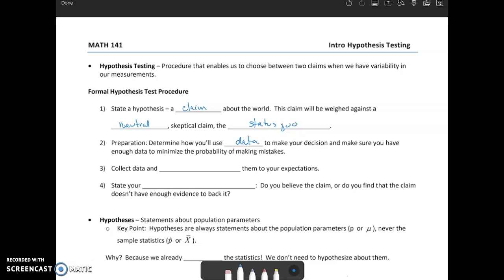Collect your data next and compare that to your expectations. So that's referring back up to that definition. We're going to compare what we get to what we expected. And again, we expect it to vary a little bit, but did it vary too much? That will be the question at that point. Once we make that comparison, we will finally state our conclusion. Do you believe this claim, or do you find that this claim doesn't have enough evidence to back it?